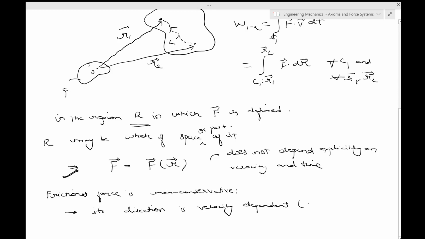In case of dry friction, you see the relative velocity of the point of application and then decide in which direction the friction should act. So the direction of this friction force depends on the velocity. So it clearly violates this part, that it should not explicitly depend on velocity.